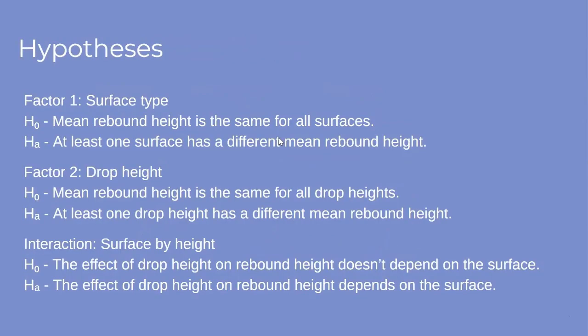For our hypotheses, we had 3 sets, one for each factor and then one for the interaction of those factors. So we did an ANOVA test, which means we are testing if the mean rebound height is the same for all the surfaces, if the mean rebound height is the same for all the drop heights, and then the interaction is if the effect of the drop height on rebound height doesn't depend on the surface.